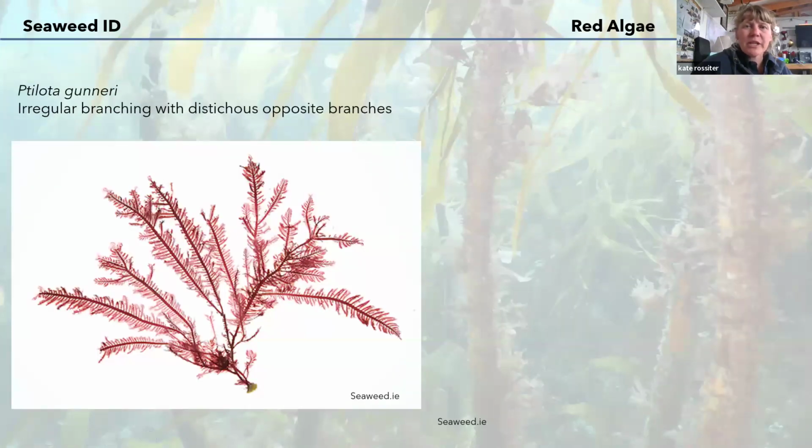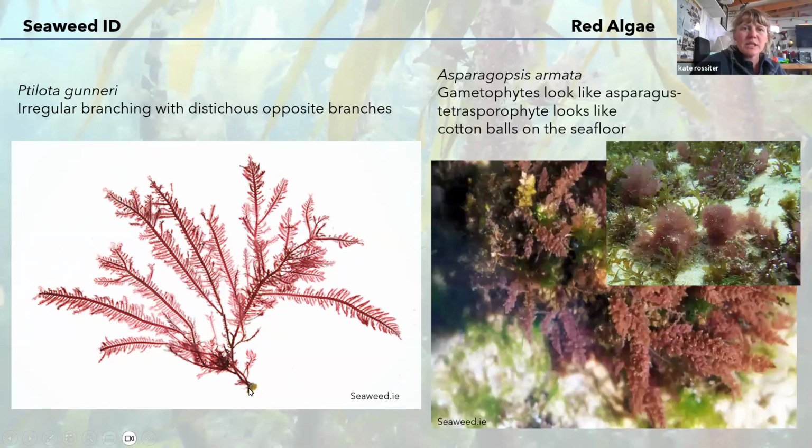Okay, another finely branched one like Plocamium, but with a very distinct branching type, is going to be Tylota gunneri. And this has opposite branches, distichous opposite branching. It can go to three levels, right? So you have your main branching, then you have your side branching, and these have little branchlets off the side margins. It's pretty distinct, and it has a discoid holdfast right here, mostly going to be in the subtidal.